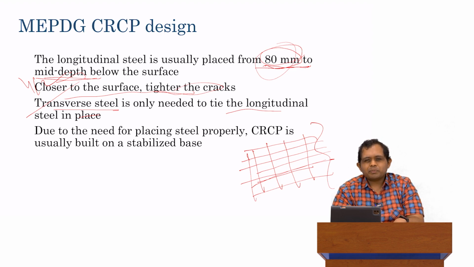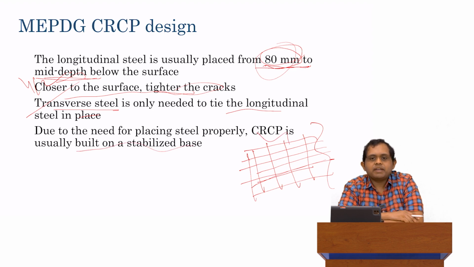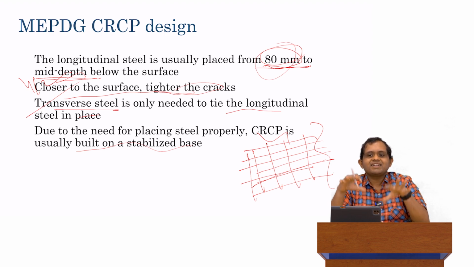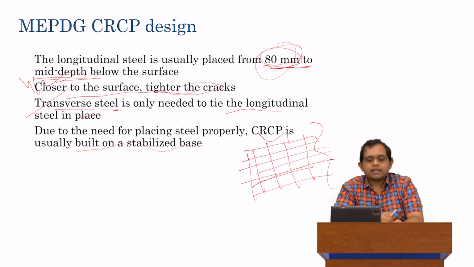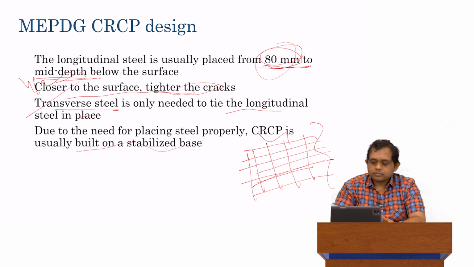Because the steel has to be placed so carefully and at such a specific location, CRCP is usually built on a stabilized base. Our base is usually cement treated or asphalt treated, something which is solid so the steel does not move even a little bit during construction. And that is one of the things that makes CRCP quite expensive to construct.